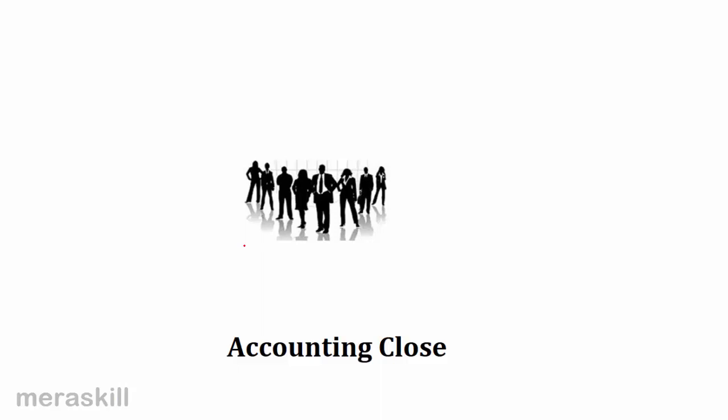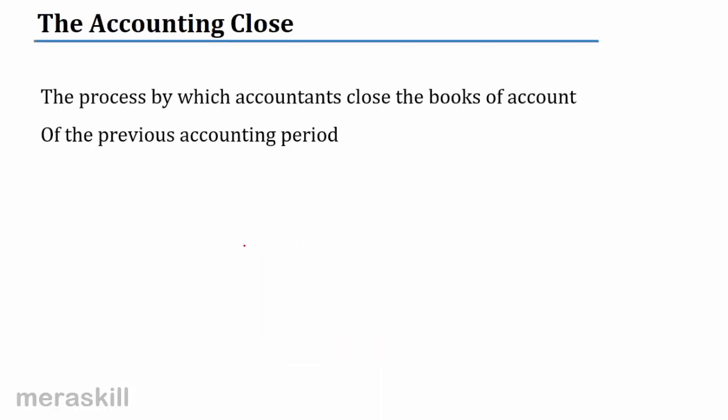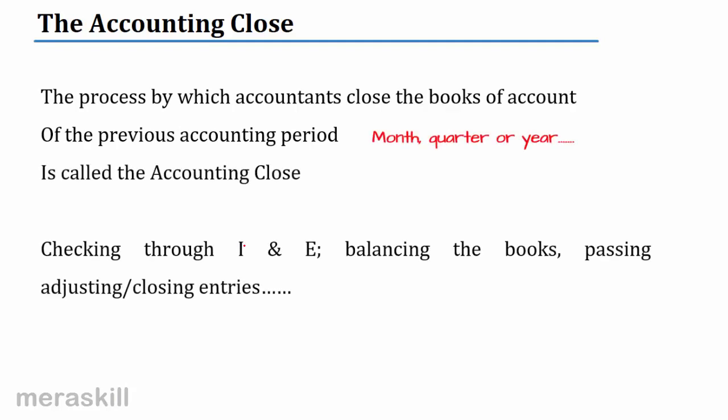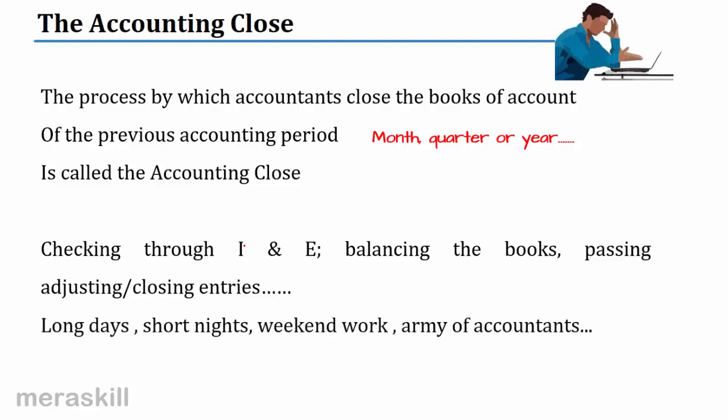Let us also look at accounting close stories. What happens? The process by which accountants close the books of account of the previous accounting period, the month or quarter or year, that is what is called accounting close. Checking through the income and expenditure, balancing the books, passing adjusting and closing entries, long days, short nights, weekend work, an army of accountants. Yes or no? You can have an accounting close every month, every quarter, and of course you will always have an annual close.